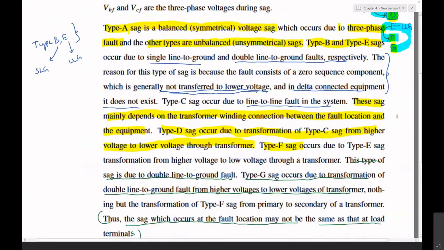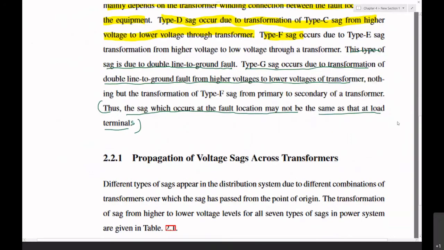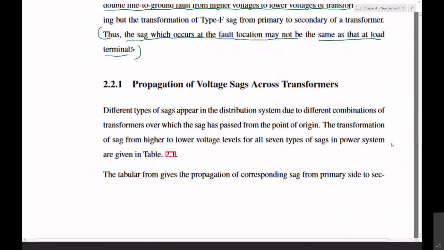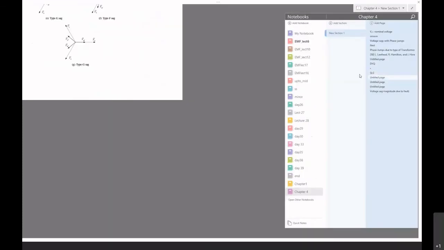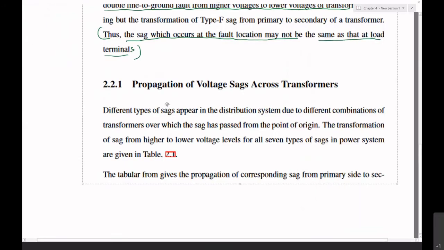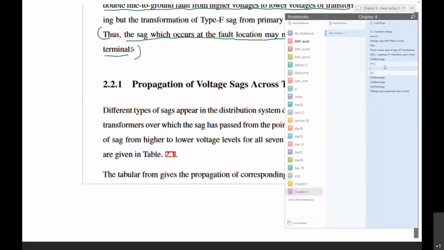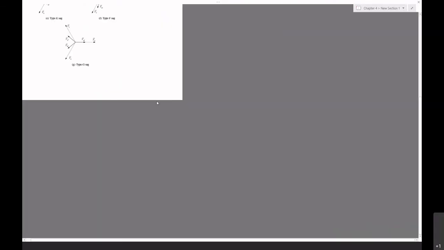I'll try to give an example. You can see it from the tabulation especially. Before going to that, we'll try to see how it looks with the phasor diagram. How do the different types, type A, B, C, D, E, F, and G, look with the phasor?